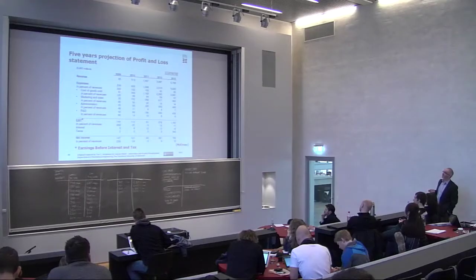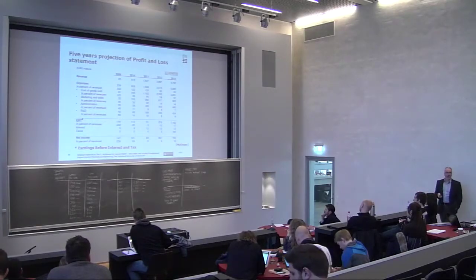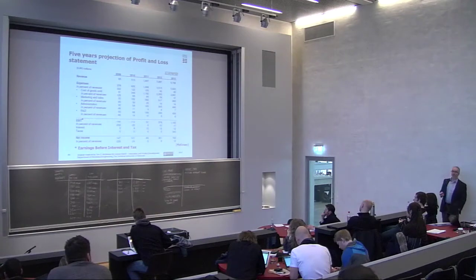This is interesting, this is done in percent of revenues. So in the first year we expect that our total expenses are going to be 322% of our revenues. And in 5 years' time, our total expenses are going to be 83% of our revenues. That means we've got a margin of 17% in 5 years.